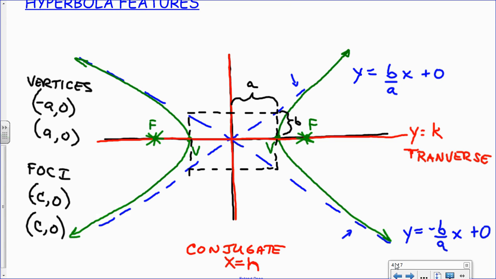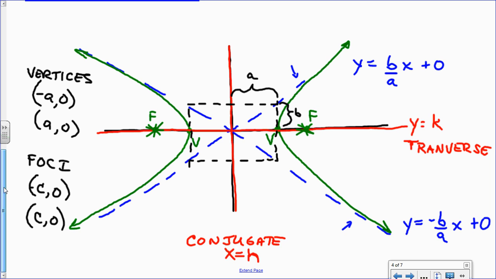Okay, vertices are points. So you label those as ordered pairs. Foci are points. So you label those as ordered pairs. The foci equation for a hyperbola is a squared plus b squared equals c squared. So this is just the Pythagorean theorem for a hyperbola. Ellipse, remember, is a squared minus b squared.